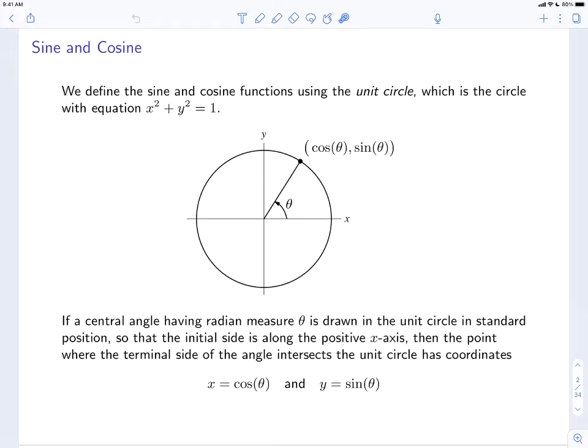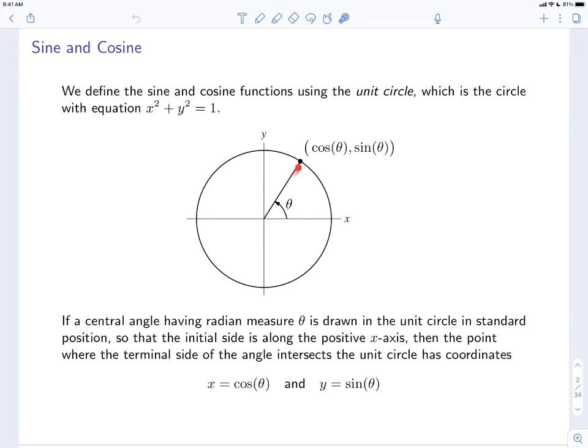The next step is to draw what we call a central angle. A central angle is one that has the vertex at the center of the circle. So one side of the angle is the positive x-axis, and the other side of the angle is what we call the terminal side. We want this angle to have radian measure theta.